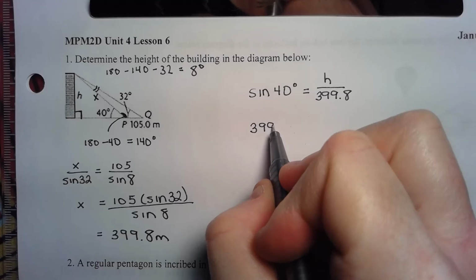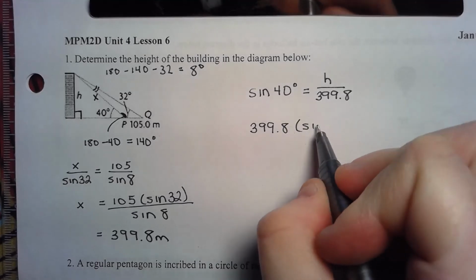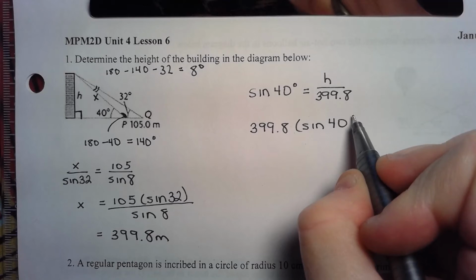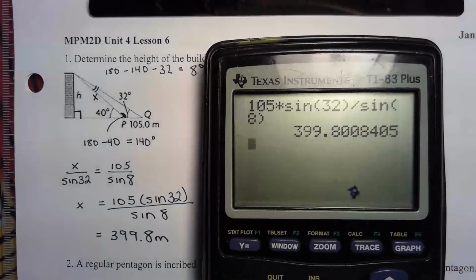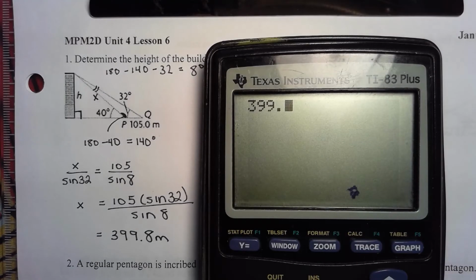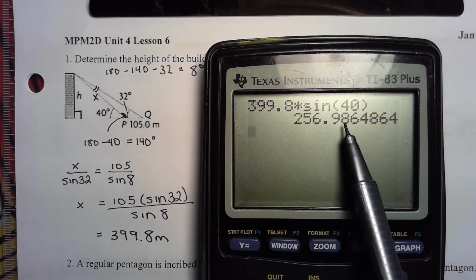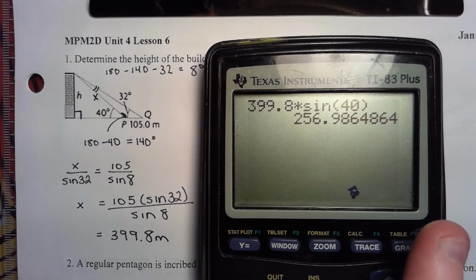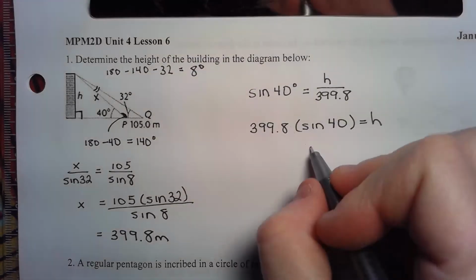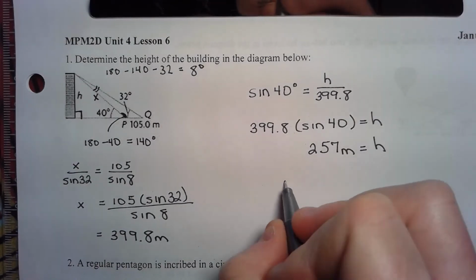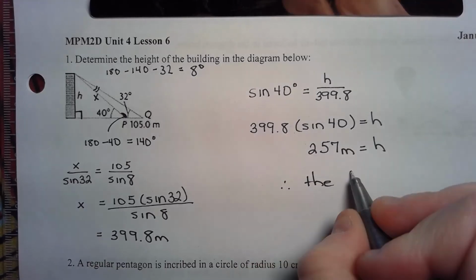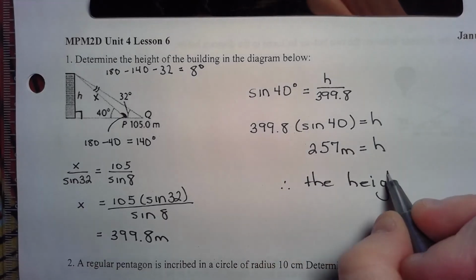So again, to move this across, it's going to become a multiplication. So I have 399.8 times sine of 40 is equal to h. So, clear, 399.8 times the sine of 40 equals 256.986. When we round that, we'll end up with 257 meters. So 257 meters is equal to our height. So therefore, the height of the building is 257 meters.